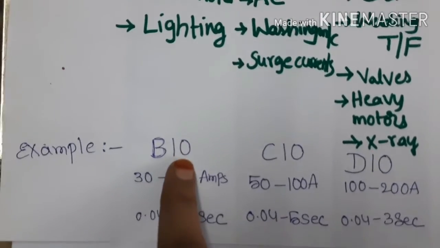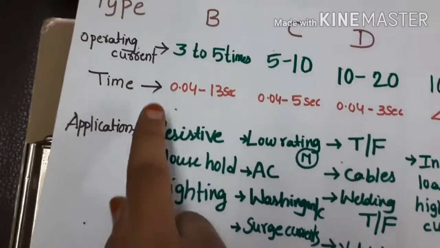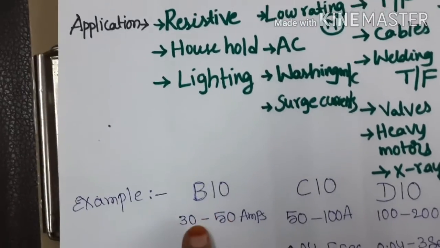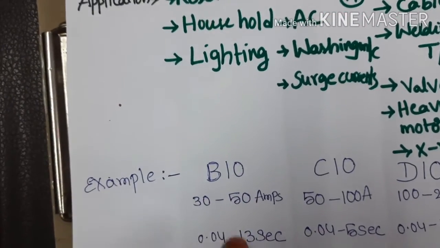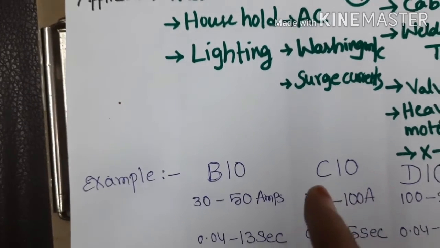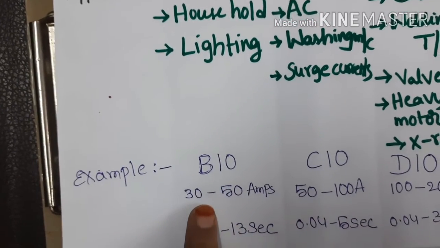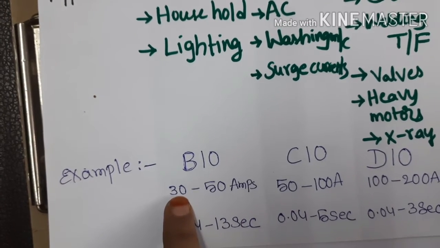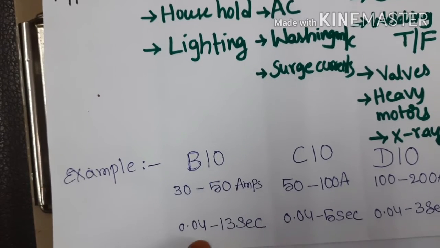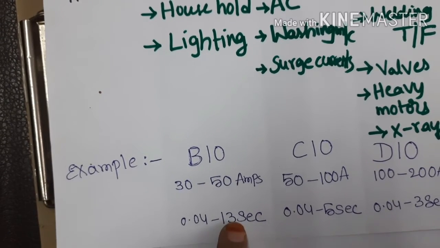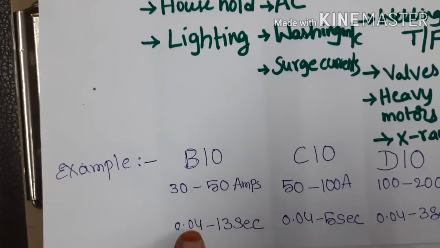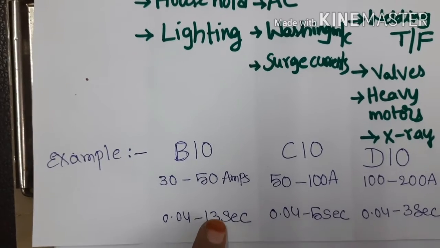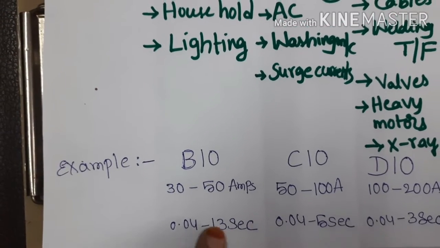Let's see B10. Here, as I said earlier, the operating current is 3 to 5 times the nominal current. It is 30 to 50 amps. If there is any short circuit in the circuit and the fault current is in between 30 to 50 amps, it will operate in 0.04 to 13 seconds. The trip may occur in between these two times. It may be tripped at 11 seconds or 12 seconds but less than 13 seconds.